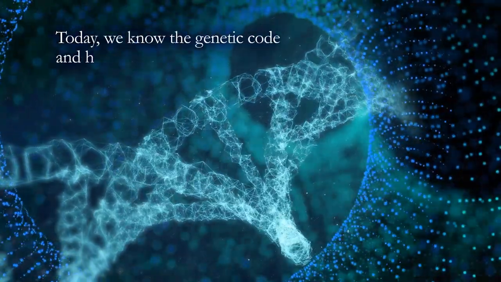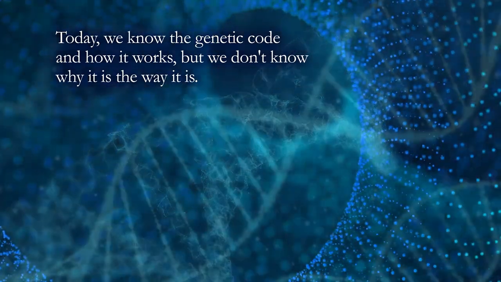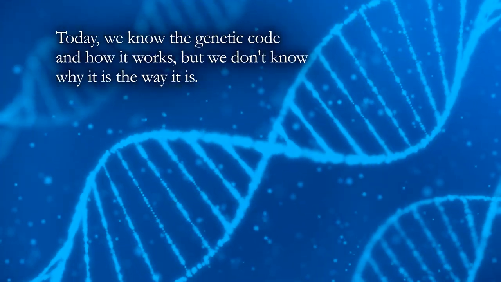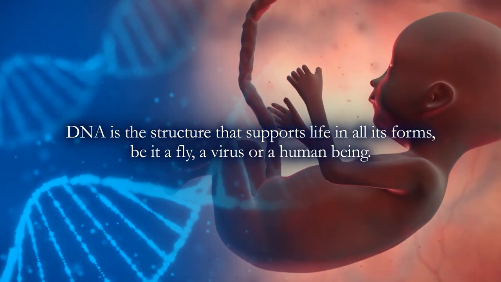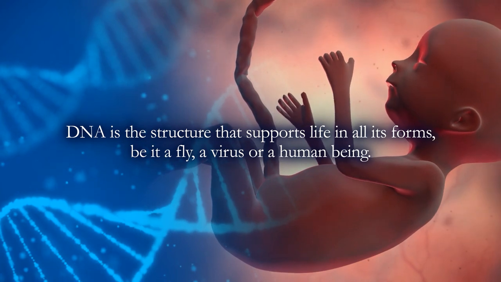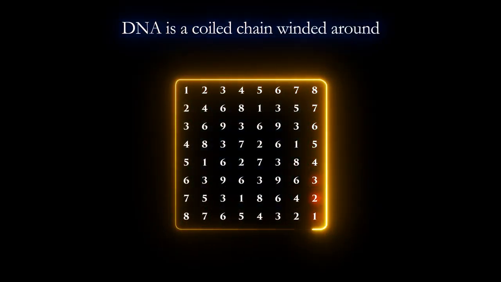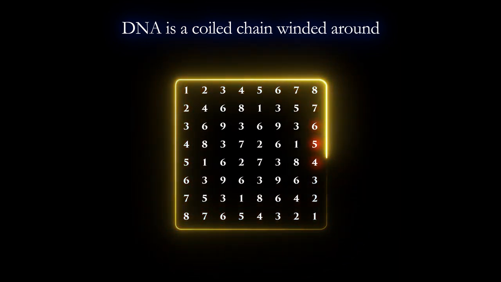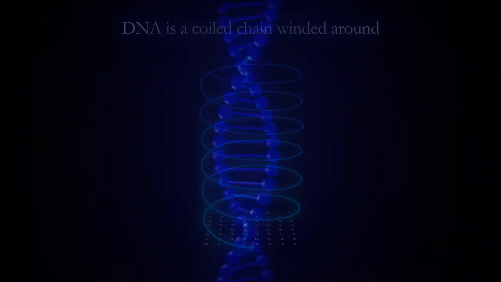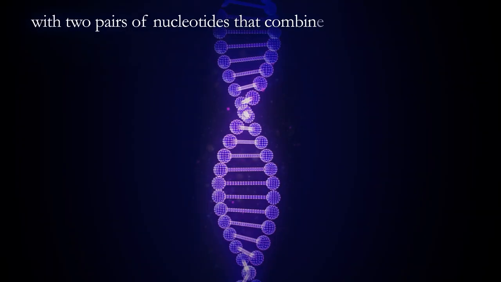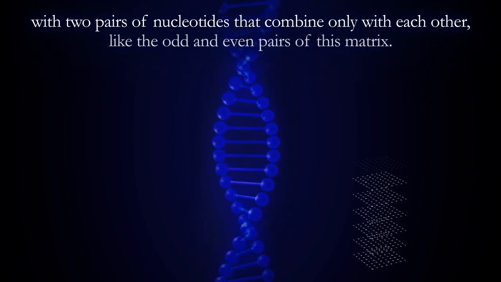Today we know the genetic code and how it works, but we don't know why it is the way it is. DNA is the structure that supports life in all its forms, be it a fly, a virus, or a human being. DNA is a coiled chain winded around with two pairs of nucleotides that combine only with each other, like the odd and even pairs of this matrix.